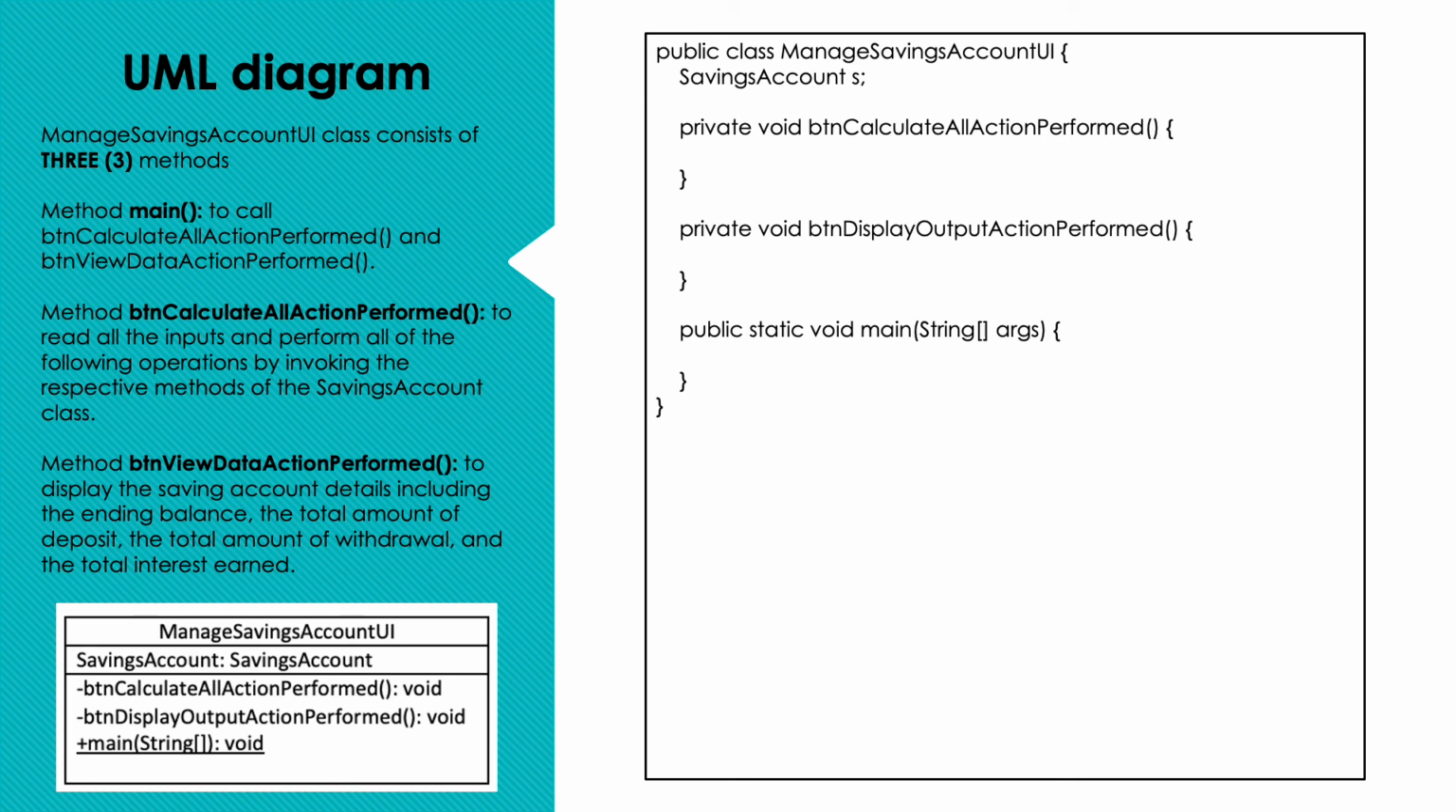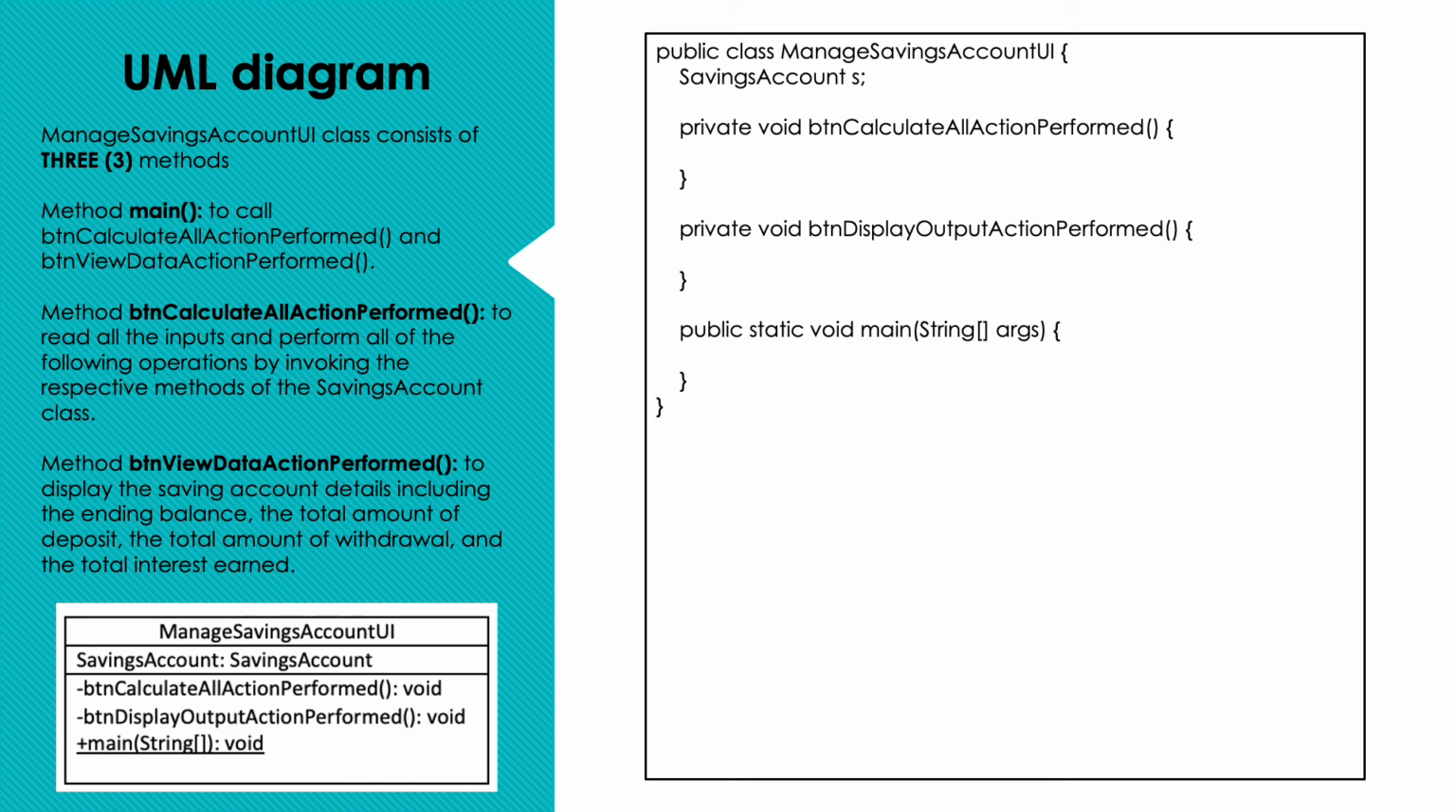Now that we are done with the SavingsAccount class, let's write our ManageSavingsAccountUI based on the UML diagram. So we have SavingsAccount, and we are going to define the object of it. In our public class ManageSavingsAccountUI, we have SavingsAccount as. We are not creating any object yet because the SavingsAccount constructor takes in 2 inputs and we don't have any values for those inputs yet. So we are just defining it so far.